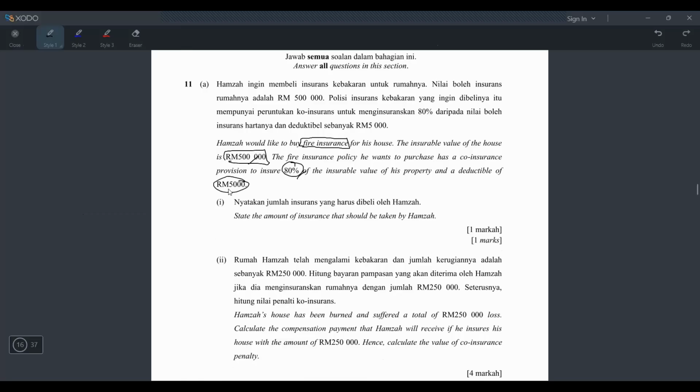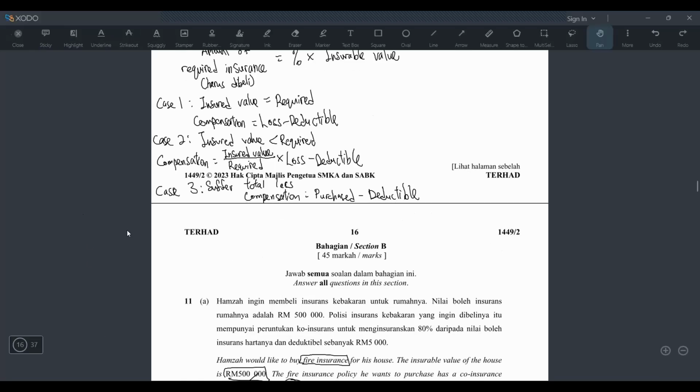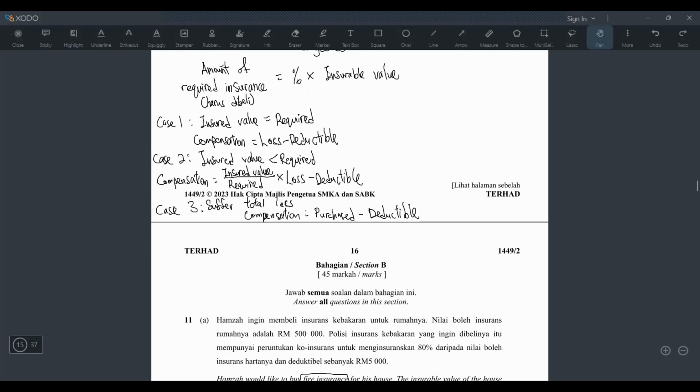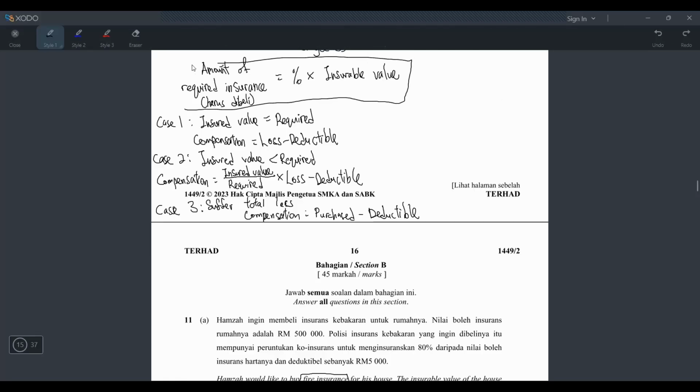This one, don't touch first. This 5,000, we don't use in the early stage. The deductible we only use after we get our required. So we always start with this formula, and this formula has no use for the deductible.